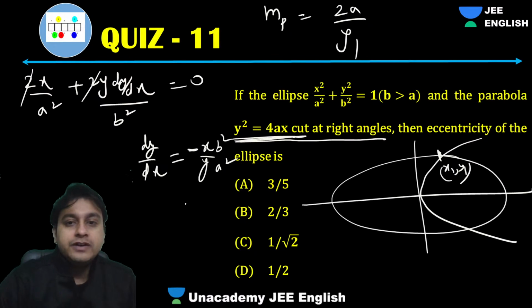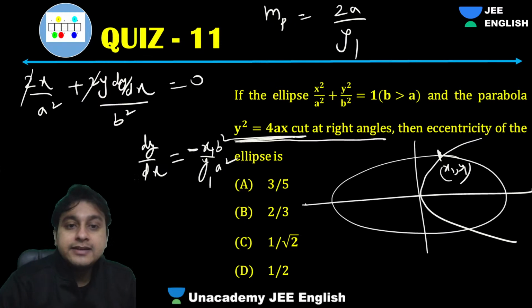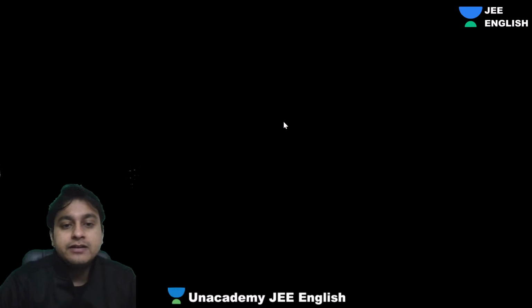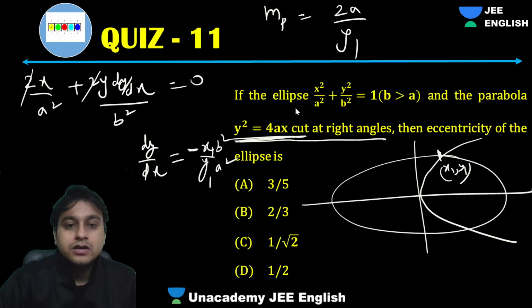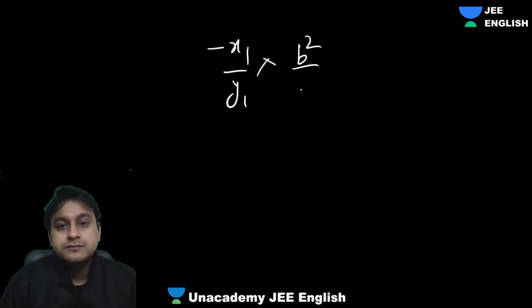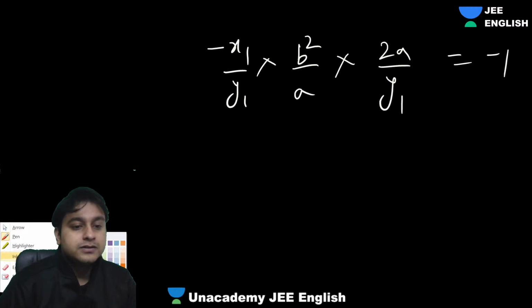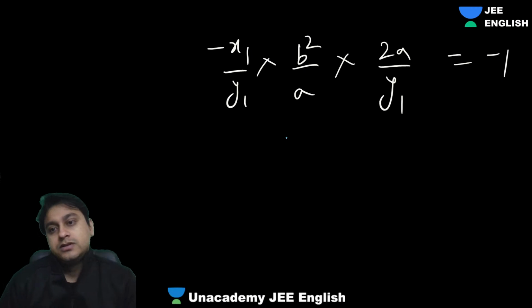So now, guys, we need to multiply this slope into this slope, at the point x1, y1, so put x1, y1. It's good to do that. So what we get is the ellipse's slope into the parabola's slope: minus x1 by y1 into b square by a square, into 2a by y1, equals -1.